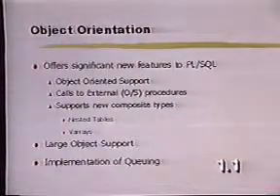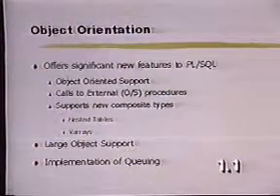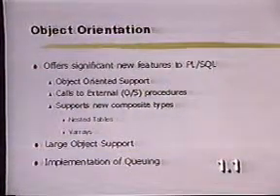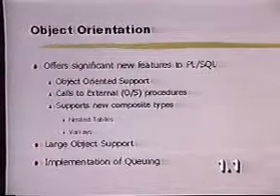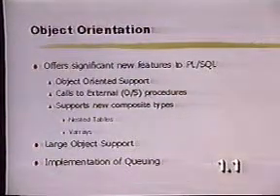Now, another new addition is support for new composite types. Some people call them container classes or arrays and so on and so forth. The two composite types that we have in Oracle 8 are called nested tables and V-arrays. And we'll be spending some time on understanding how those work.